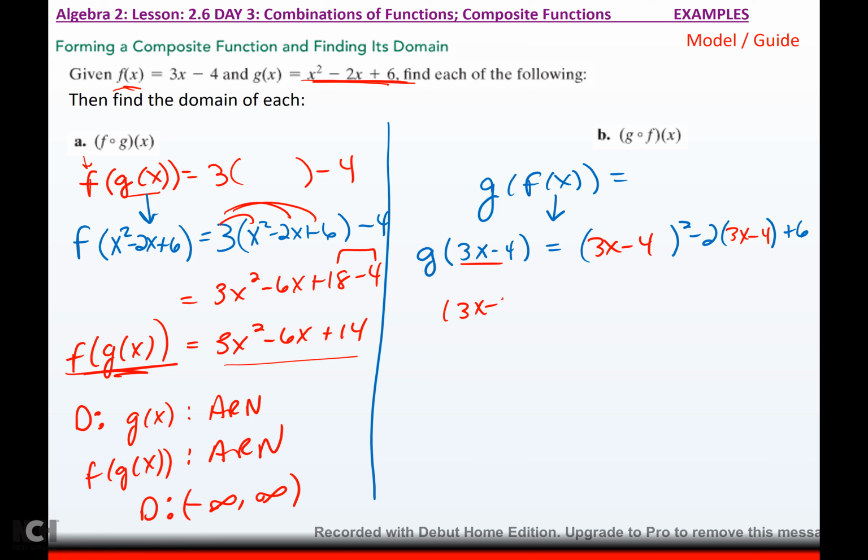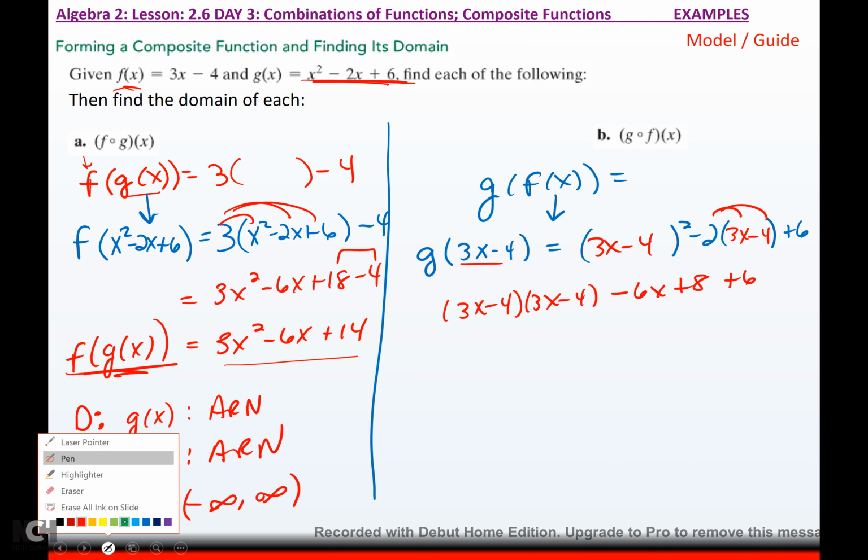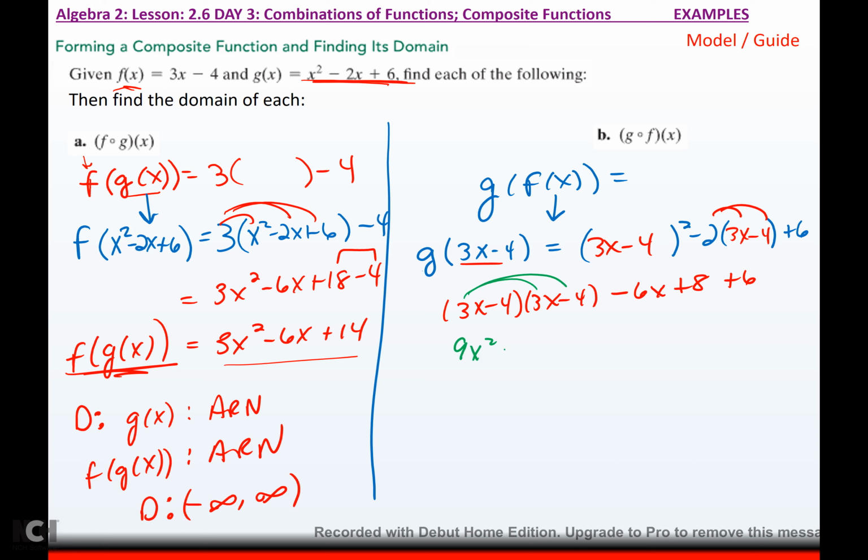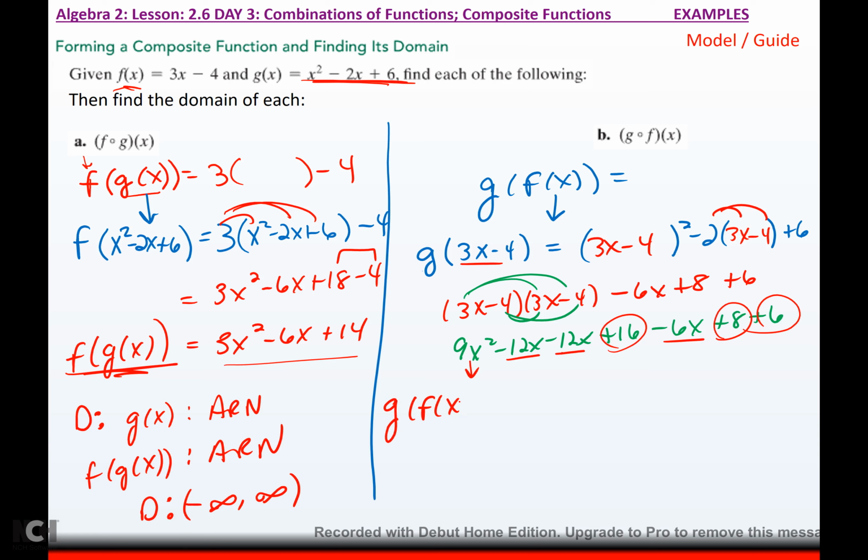To square that binomial, you're going to have to make 2 copies. Distribute here, I'm going to get minus 6x plus 8 plus 6 drops. So to clean this up, I'm going to distribute. That's going to give me 9x squared minus 12x minus 12x plus 16 minus 6x plus 8 plus 6. Now I can combine like terms. I have negative 12x, and negative 6x, and then I have these constants, and then this squared term. So g of f of x equals 9x squared. That's negative 24, negative 6 is negative 30x. That's 16 plus 8 plus 6 is 30.